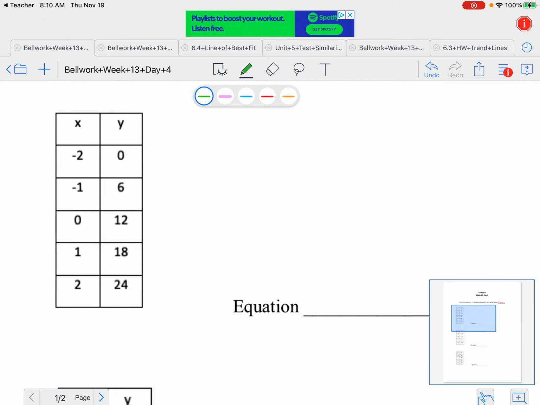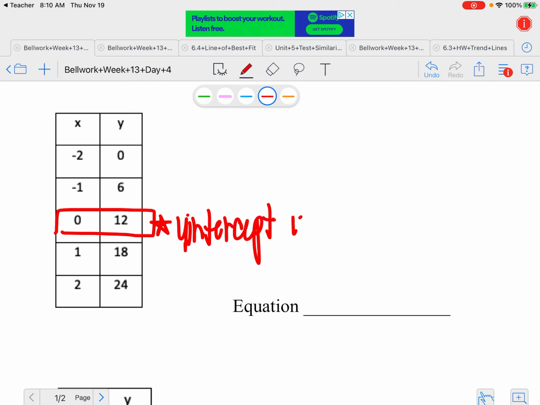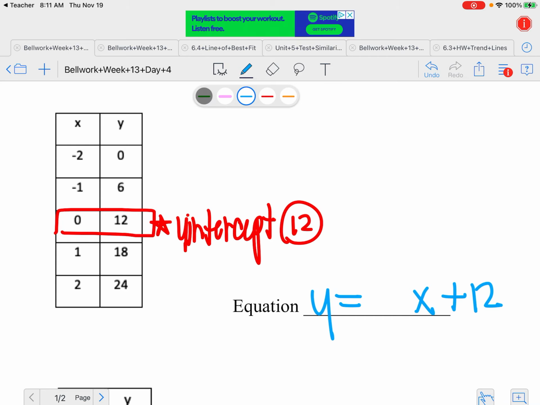Okay? So looking at the first table, I could go ahead and see if x is 0, because if it is, then I already know that this is my y-intercept. It's going to be 12. When I get ready to start my equation, I know it's going to say y equals something with x, and now I know that the y-intercept is positive 12, so I can put positive 12 down.